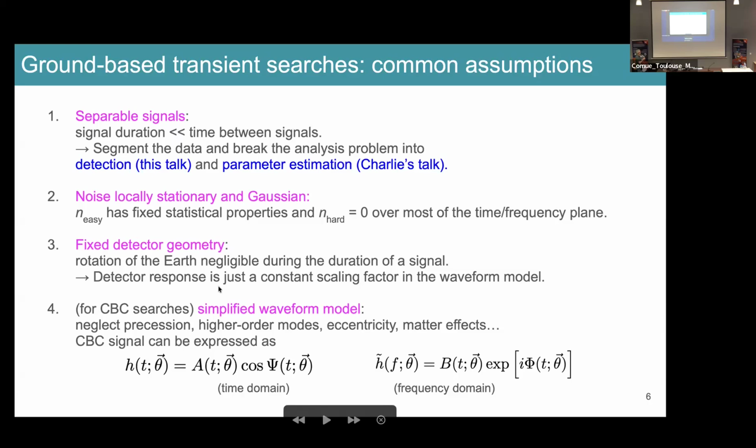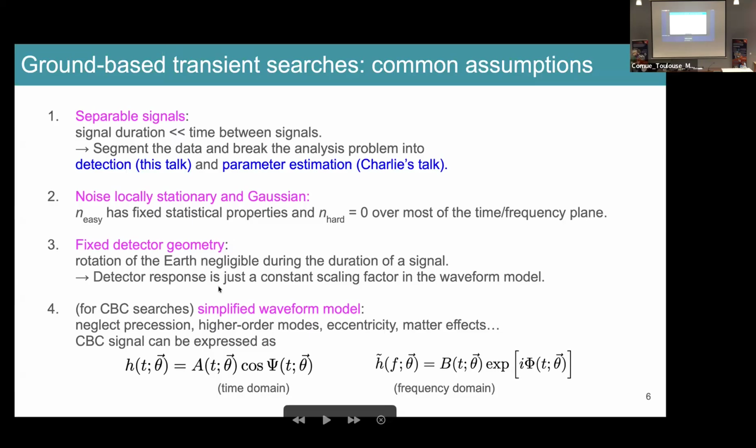And so we break the analysis problem into a detection part, which is what I'm talking about, and a parameter estimation, which will be covered by Charlie tomorrow. And we never have to deal with the possibility that we have more than one signal in the data. So that becomes very easy.